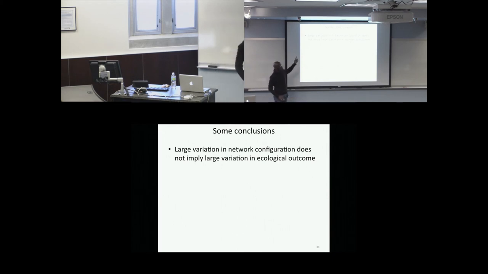So one big conclusion we got out of doing this work was, yes, large variation in network configuration does not imply large variation in ecological outcome. If we look at the spread results versus the survival results, in the spread results, you didn't see that much variation at all. A lot of the networks led to quick dispersal. So this linkage between network structure and process is highly dependent on what process you're looking at. Sometimes it's a clean relationship. Sometimes it can get very, very messy. Sometimes it's linear. Sometimes it's a nonlinear relationship. So it really depends.